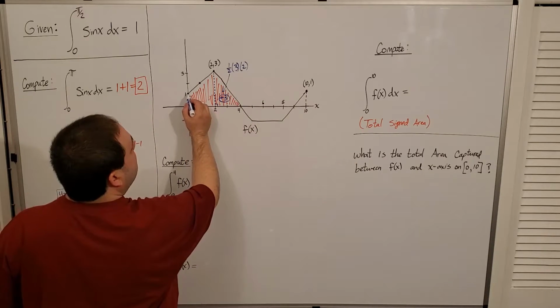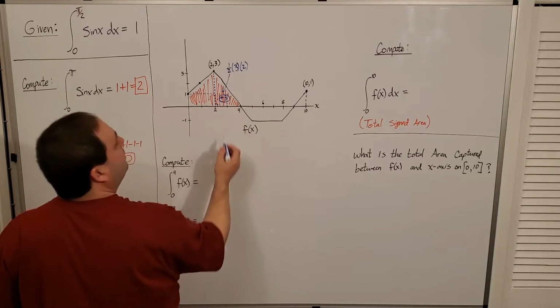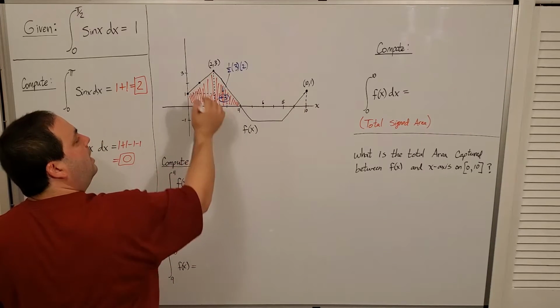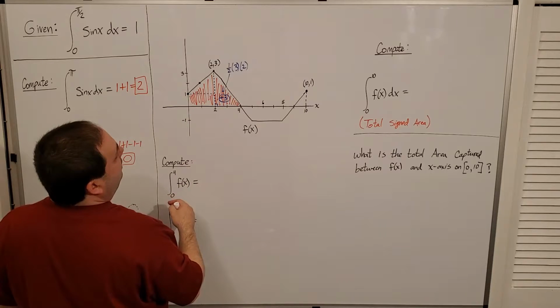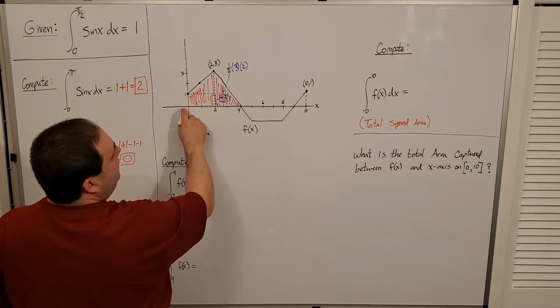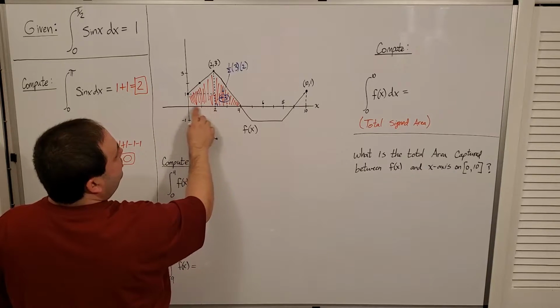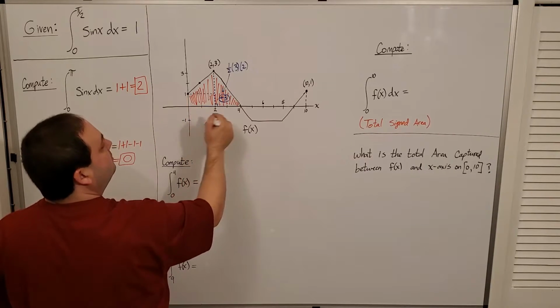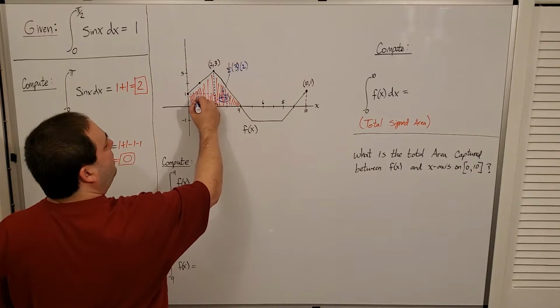Okay, then I'm also going to split right here so that I can get another triangle up top and a rectangle down on the bottom. The area of this rectangle right here is just length times width, right? The width is 2, the length is 1. So I'm getting a positive 2 here.